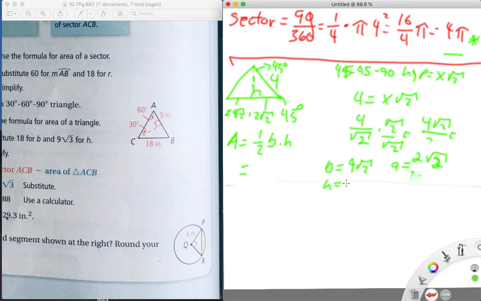And our height is 2 square root of 2. So this is going to be 1/2 times 4 square root of 2 times 2 square root of 2. 2 times 4 is 8. 8 divided by 2 is 4. Square root of 2 times 2 is 2. So our area of this triangle is going to be 8.